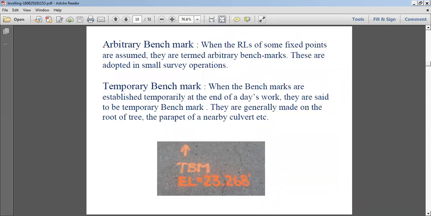Arbitrary benchmarks. These are RLs from some fixed point which we assume at any point; that is known as an arbitrary benchmark. Next are temporary benchmarks, which we provide by hand. When we complete the leveling work, at the end of the day we provide a temporary benchmark so we can continue the work the next morning from that benchmark. These are known as temporary benchmarks.